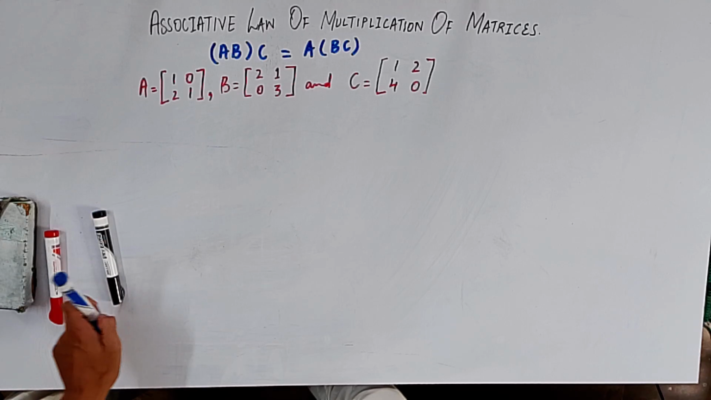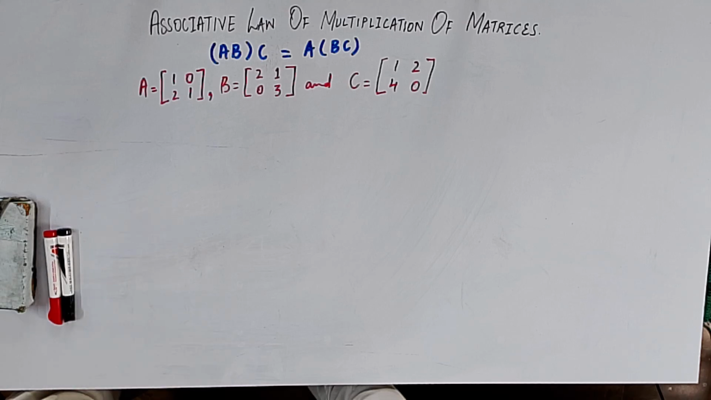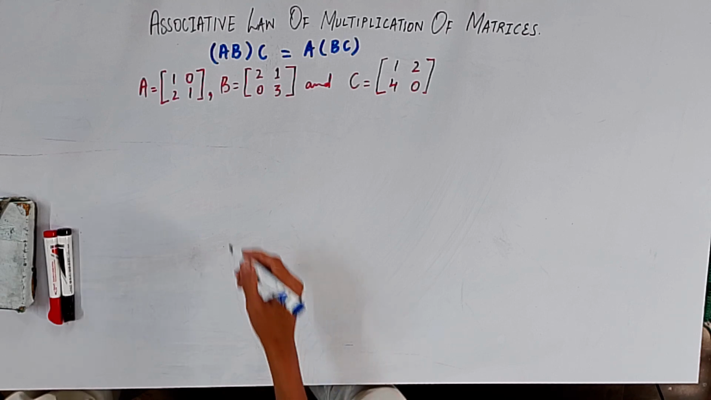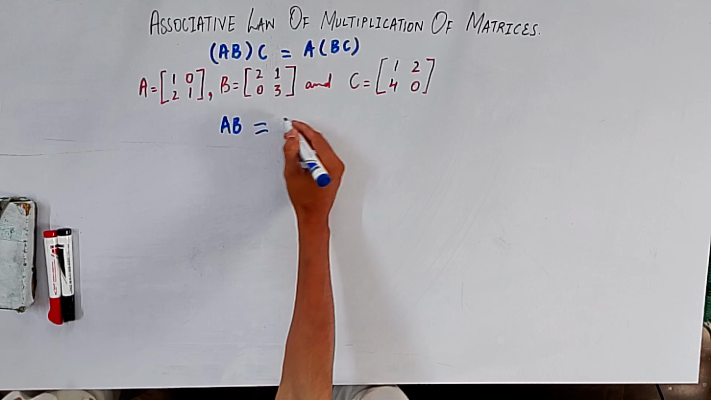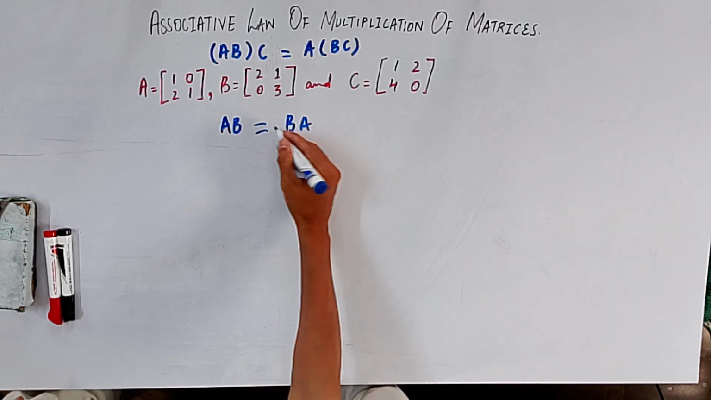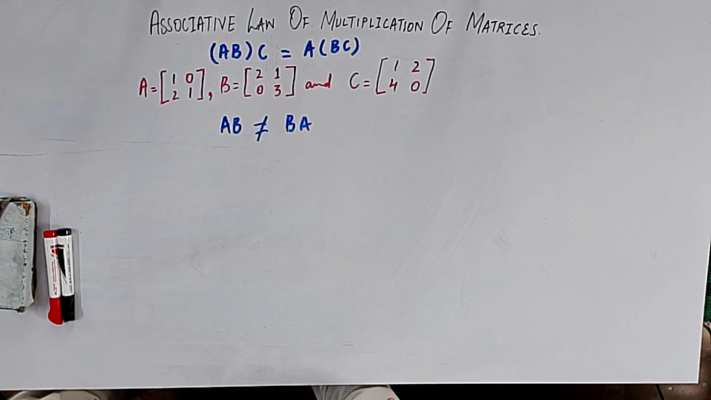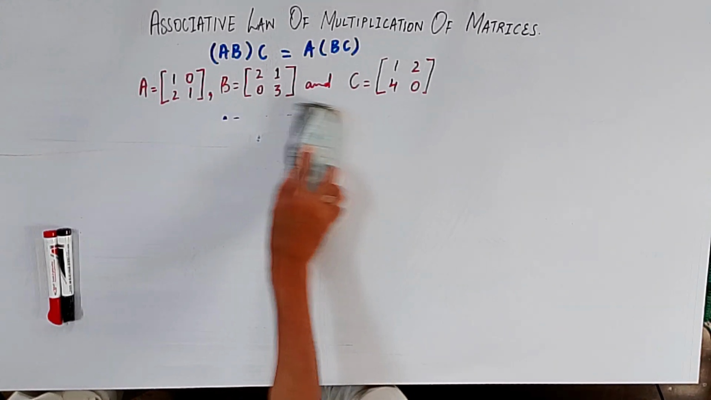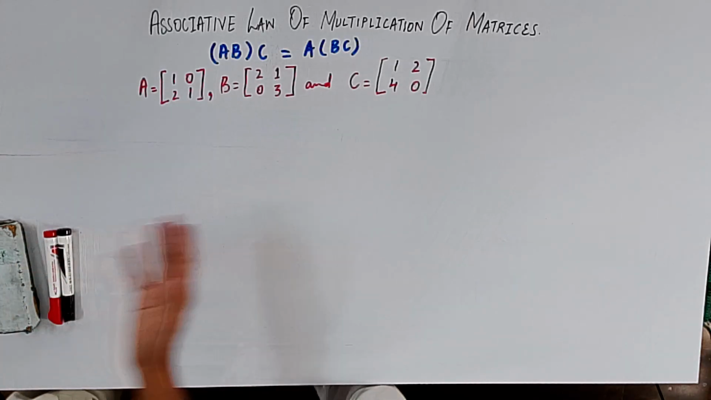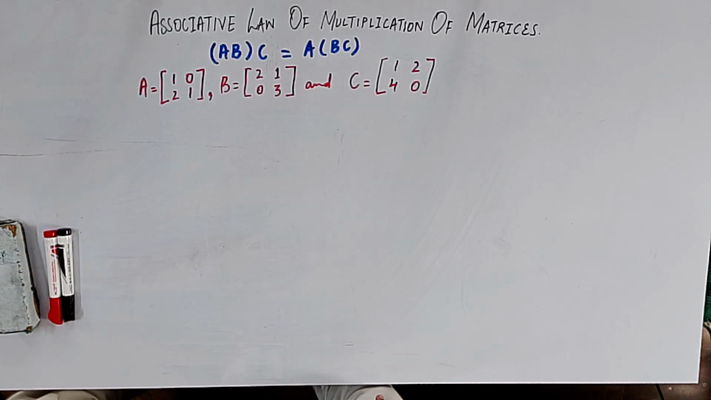So when we have done the multiplication of matrices, we have seen that the commutative law is not applicable on multiplication of matrices. For example, if we have two matrices and we are doing this, this is not true for two matrices. So commutative law is not applicable on matrices. We have already seen this. In this video, first we will check the associative law of multiplication on three matrices.